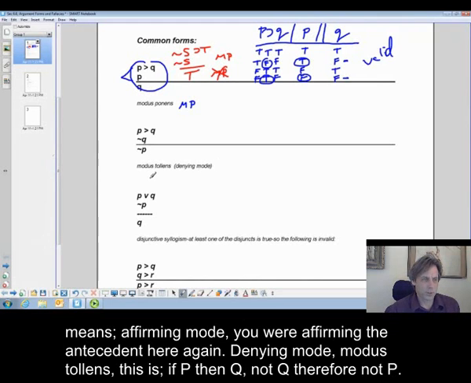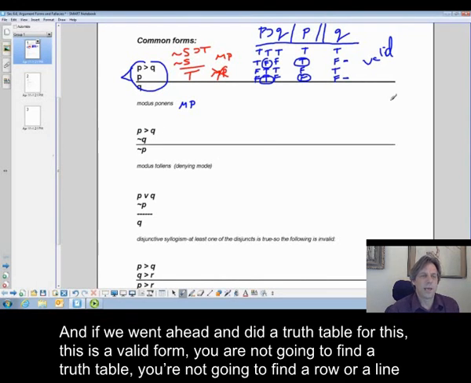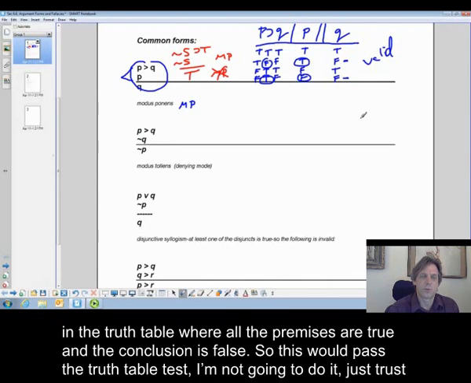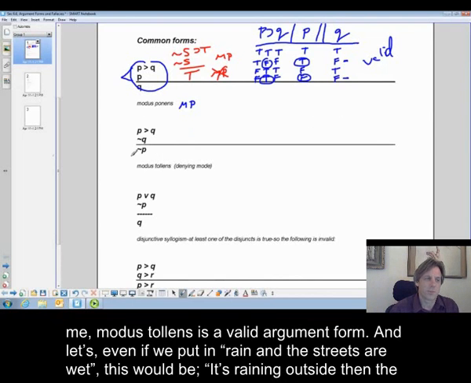Denying mode, modus tollens. This is if P then Q, not Q, therefore not P. And if we went ahead and did a truth table for this, this is a valid form. You are not going to find a row or a line in the truth table where all the premises are true and the conclusion is false. Okay, so this would pass the truth table test. I'm not going to do it, just trust me. Modus tollens is a valid argument form.